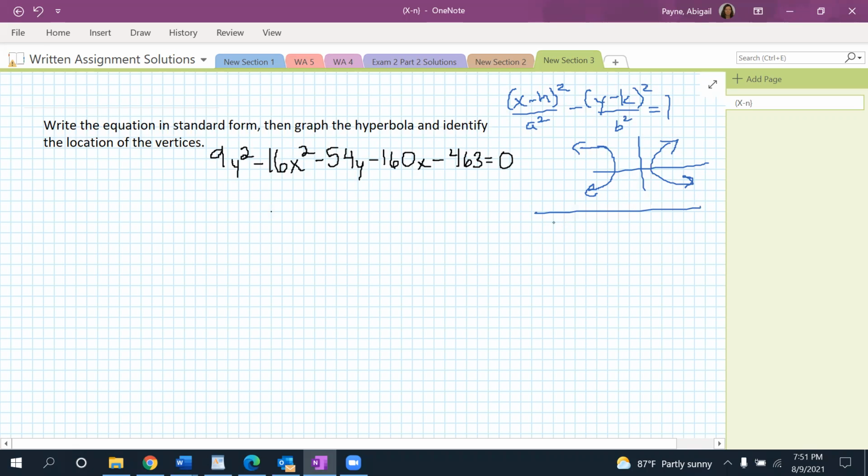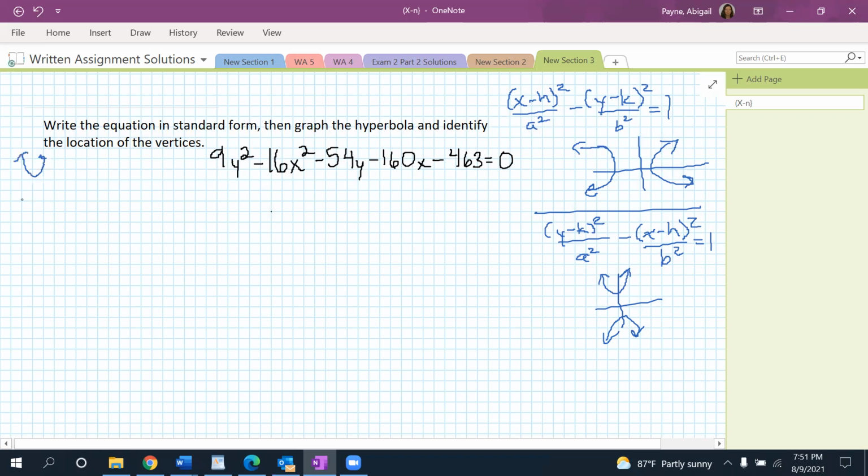That's as opposed to the form y minus k squared over a squared minus x minus h squared over b squared. If the y expression is positive, then it will be oriented vertically, something like this. So that's the first thing to notice: when the x term is positive, it's oriented horizontally; when the y expression is positive, it's oriented vertically. Here, because the y squared is positive and the x squared is negative, this is going to be a vertically oriented hyperbola.